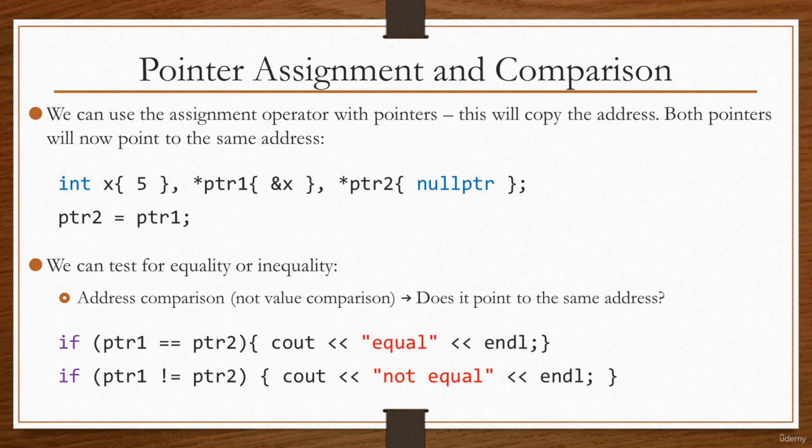To compare the actual values stored at those addresses, you have to do dereferencing as I showed you previously. It'll then go and fetch those values that are pointed at by those pointers, compare those, and then continue or not depending on the operator that you use.